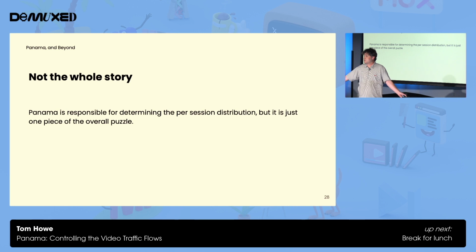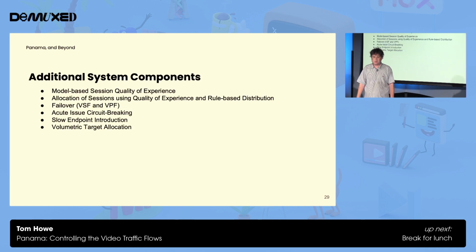But while Panama is responsible for determining those session distributions, it's not the entire story. We also have, and there's no time to go into some of these, and I'm hoping that some of my colleagues will come and give talks on some of these in the future, a model-based session quality of experience service, which generates how well we think a particular user is going to perform on an endpoint, which does something similar to what the operators do. We have an allocation system, which takes the distributions that we've generated and those quality of experience rules and merges them together.